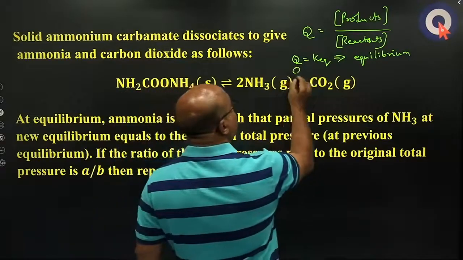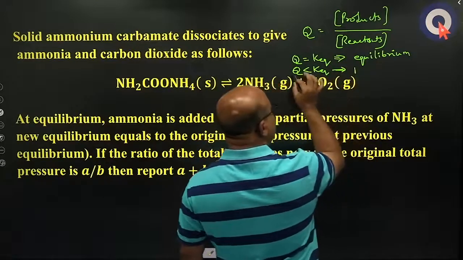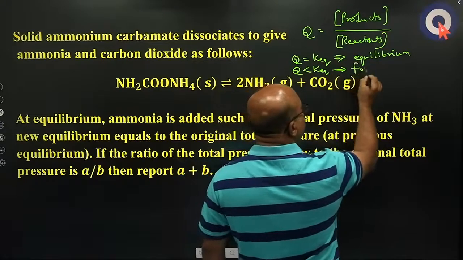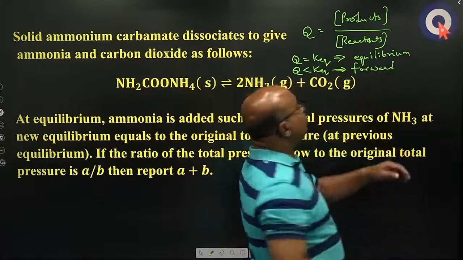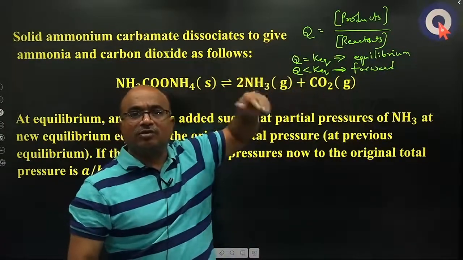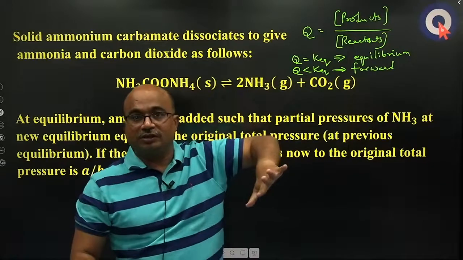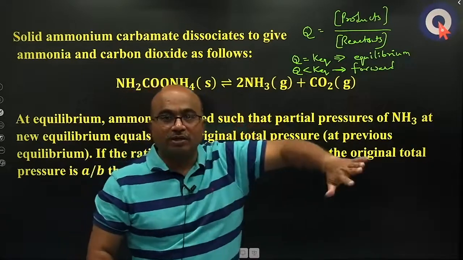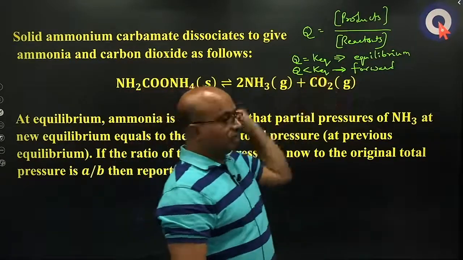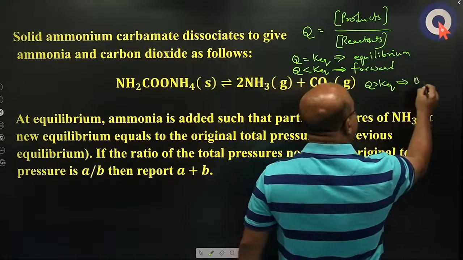But if Q is less than K, then the reaction moves so that Q tries to become K. So the Q value has to increase. The reaction moves in the forward direction because it has to increase the active masses of the products, and that also decreases the active masses of the reactants. So when a reaction moves forward, the product concentration will increase and the reactant concentration will decrease. Similarly for the reverse situation: when Q is greater than K, the reaction moves in the backward direction.